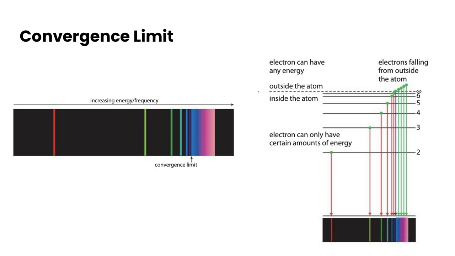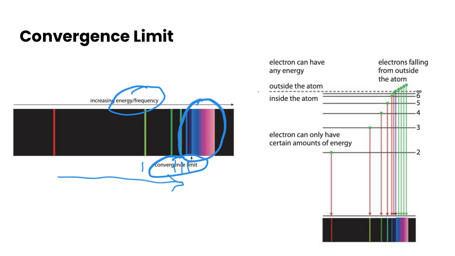So we have the emission spectra here for hydrogen, and you can see as we increase energy or frequency, the lines are going to get closer and closer together. And eventually we hit this point called the convergence limit. And that is where the lines all converge into a continuous spectrum.